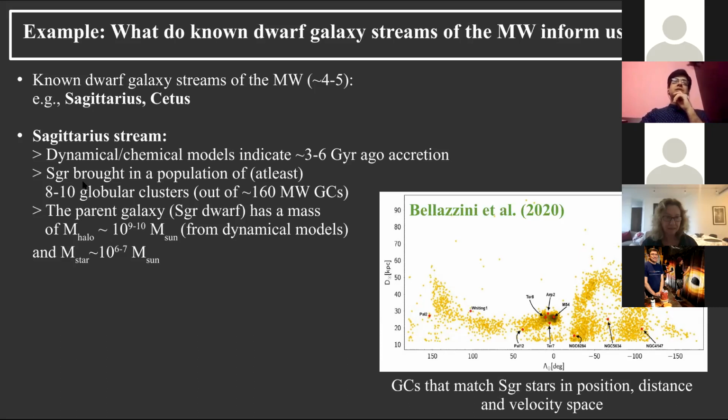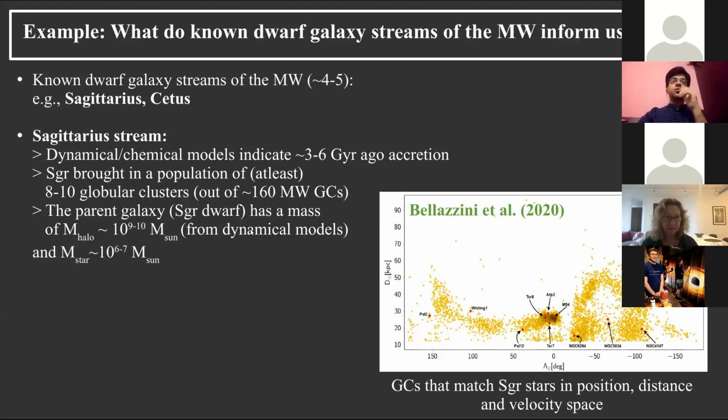We also know that Sagittarius brought in a population of about 8 to 10 globular clusters out of the 160 globular clusters that we observe in the Milky Way. And this we know both on the basis of chemistry and also on the basis of comparing the orbits of these globular clusters with the stream of Sagittarius that you can see here. So all the globular clusters that have orbits very similar to Sagittarius would imply that they were accreted within the parent galaxy of Sagittarius.